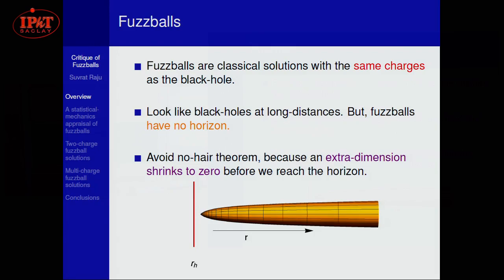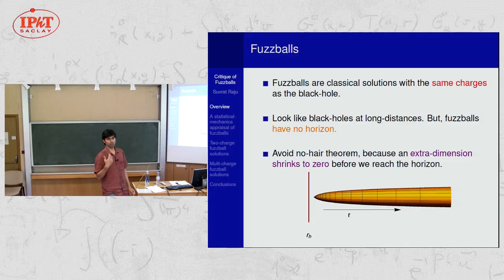Okay. So just so that we're on the same page, let me describe what I mean by the fuzzball program, because this is a term that's used differently by many people. So this is what I understand by fuzzballs. Fuzzballs are classical solutions which have the same charges as a black hole. Fuzzballs look like a black hole at long distances. If you're far away, the metric looks like a black hole metric. But the critical difference, as far as I understand, between fuzzballs and black holes is that fuzzballs have no horizon.